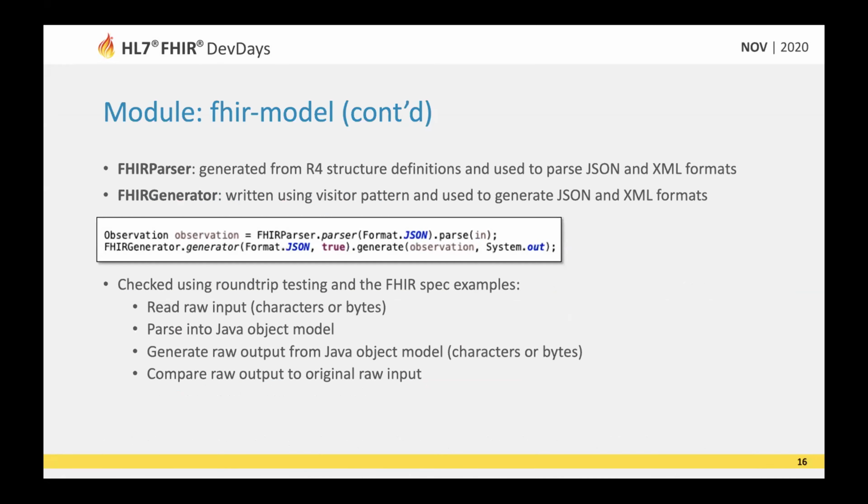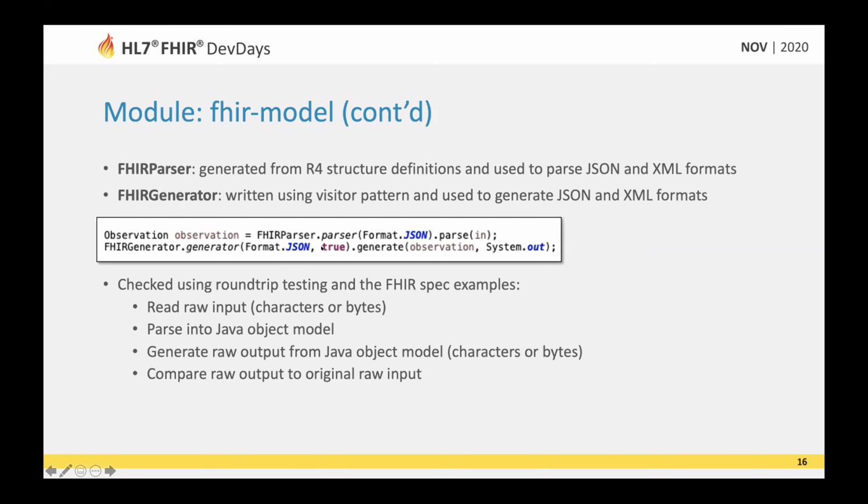We also have a FHIR parser, as I mentioned. That's actually generated from the structure definitions as well. It can be used to parse the JSON and XML formats. We don't currently have support for RDF. I don't think we've had any enhancement requests just yet for RDF, but it is something we could look at in the future. And we have a FHIR generator that was written using the visitor pattern, which made it really easy to write. And that supports the generation of the JSON and XML formats.